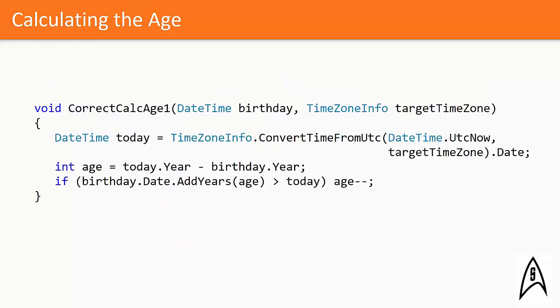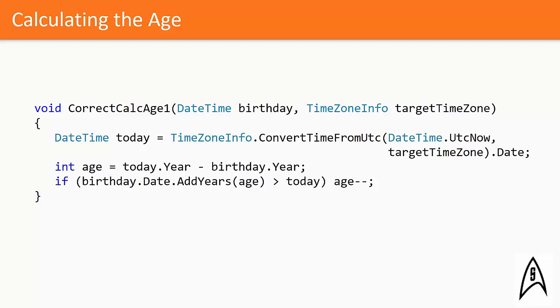Let's look at the correct function. This method takes a birthday and the time zone for which we want to perform the calculation. At first, it converts the current time in UTC to the current date according to the requested time zone. After that, it calculates the difference in years, and if the birthday hasn't occurred yet in the current year, subtracts 1 year. All is pretty simple and works correctly for any dates.